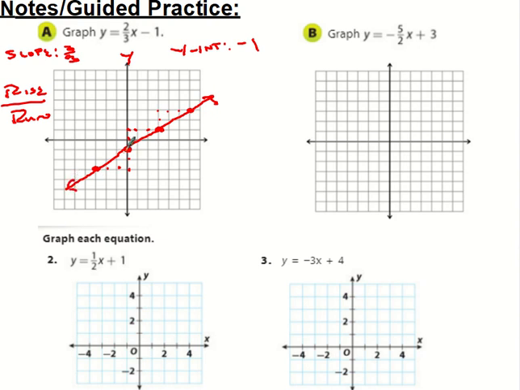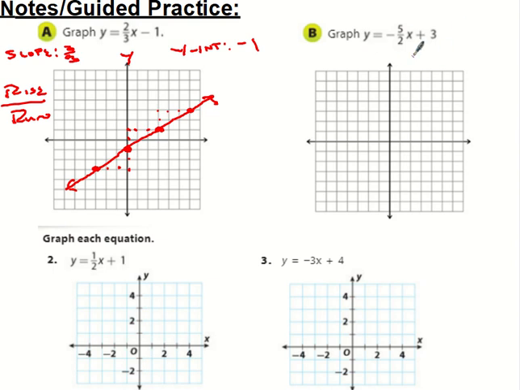I started from my y-intercept of -1, then I went up 2 over 3, up 2 over 3. One quick check: I want to make sure I have a positive slope. We know positive slope means it's going uphill from left to right. This is going uphill, so it's positive, so I did it right.